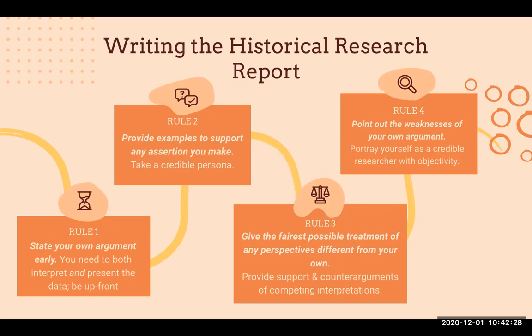And lastly, rule 4 is to point out the weaknesses of your own argument. You want to portray yourself as a credible researcher with objectivity. This helps in not showing bias, and bringing up specific points that might weaken or strengthen your argument is also important to note.